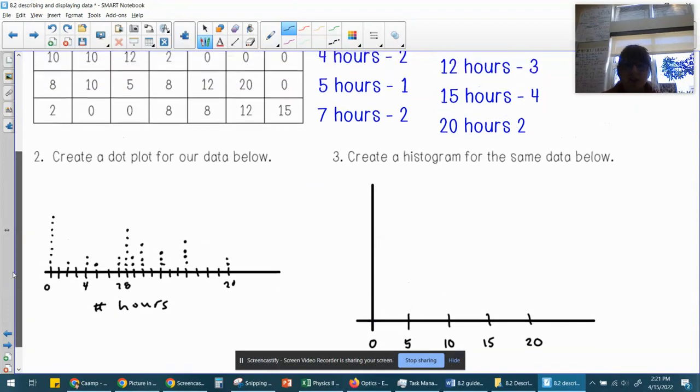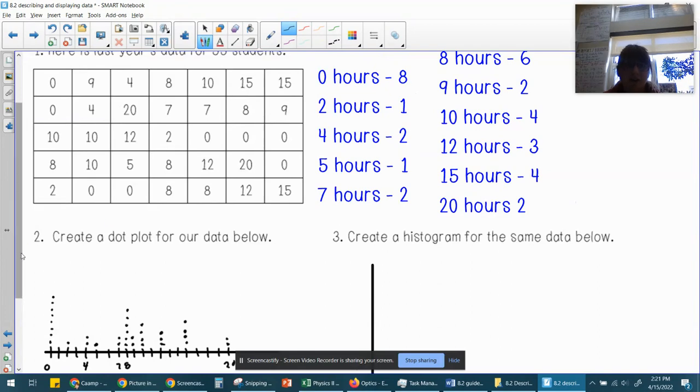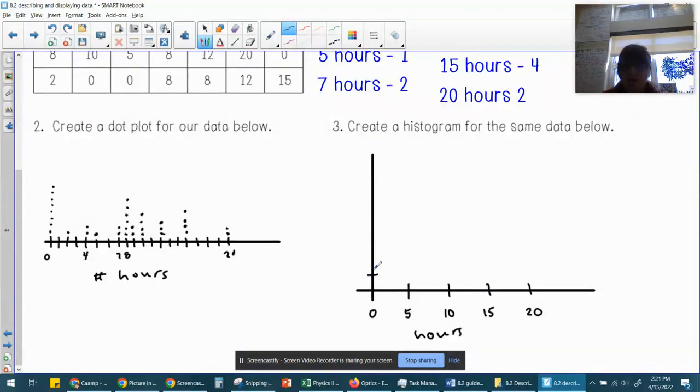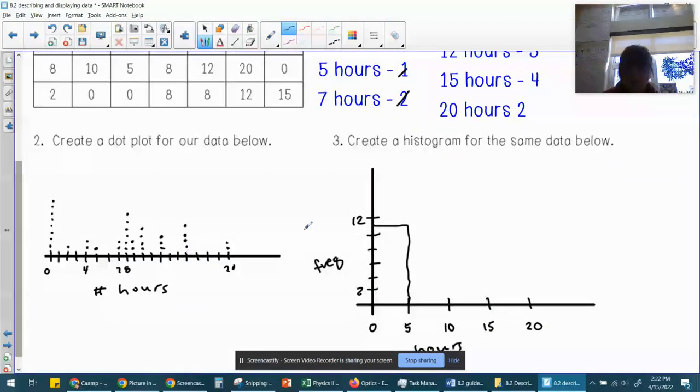So between 0 and 5 hours, we've got 8, 9, 10, 11 people. So let's go up 2, 4, 6, 8, 10, 12 again. So our frequency. So 11 people work between 0 and 5 hours. So that's these people. And now between 5 and 10, I've got 1, 2, 3, 9, 10, 11. Also 11 people between the 5 and 10.